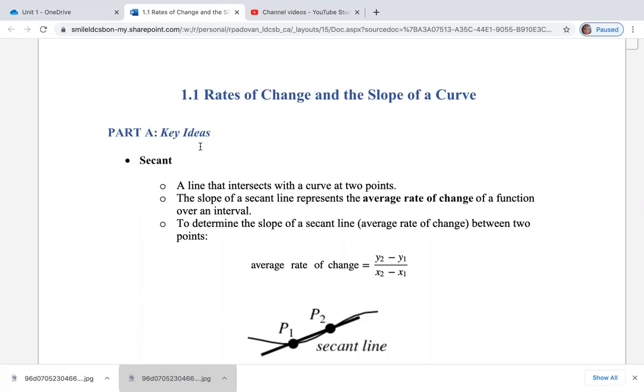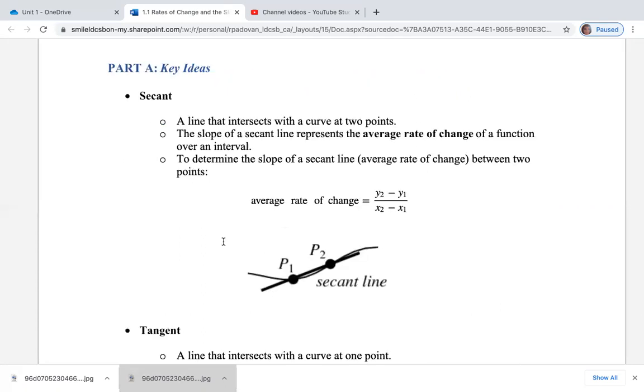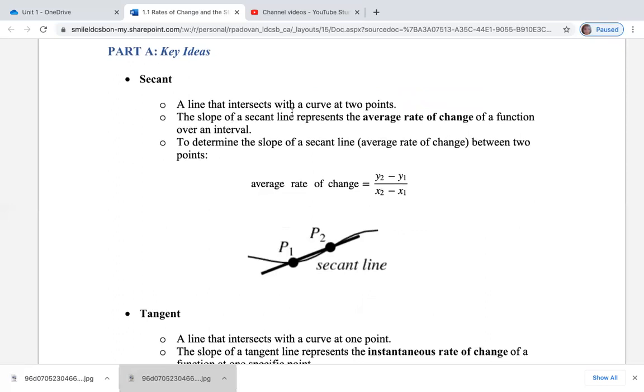So part A, key ideas. A secant is a line that intersects with a curve at 2 points. We'll talk about that down below here. The slope of the secant line represents the average rate of change of a function over an interval.